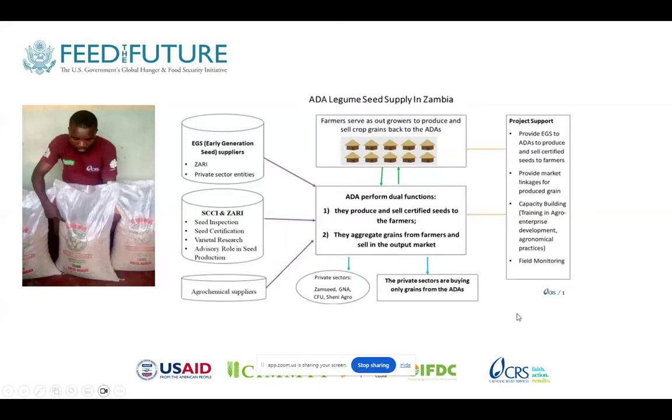So we link them to the suppliers of agrochemicals. We also have the private sector, which buys the produce that is produced by the farmers, and also the seed. Our ADAs have been able to sell to some of the commercial seed companies. One of them is AfriSeed. In terms of selling the pigeon pea, we have sold pigeon pea to AfriSeed. Then we have those in the private sector which buy the grain. The farmers under the ADAs are the ones who buy the seed and also sell their grain to the ADAs. So ADAs bulk the grain and they sell to the private grain traders.